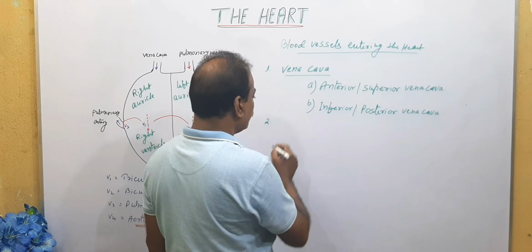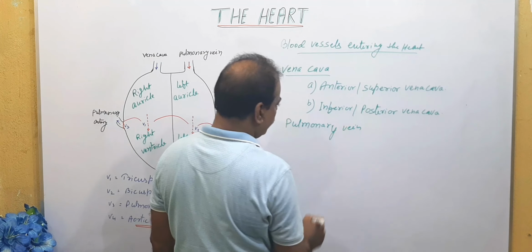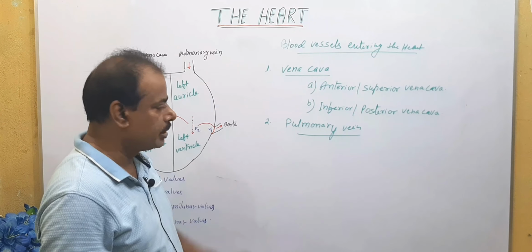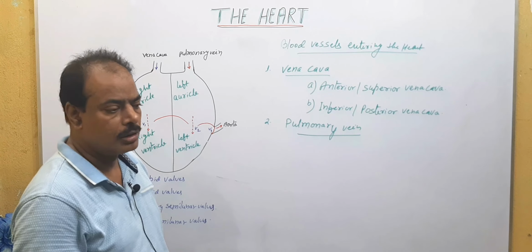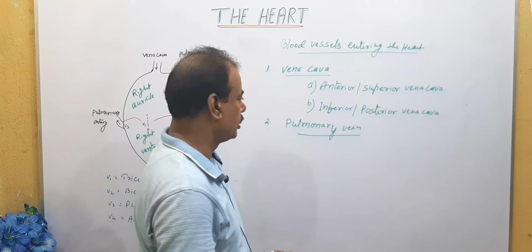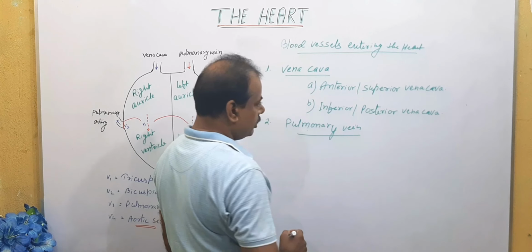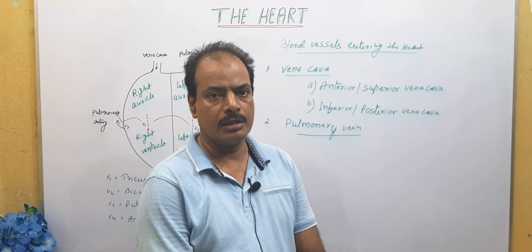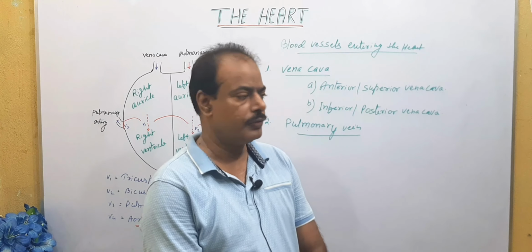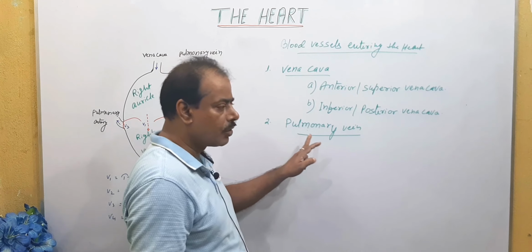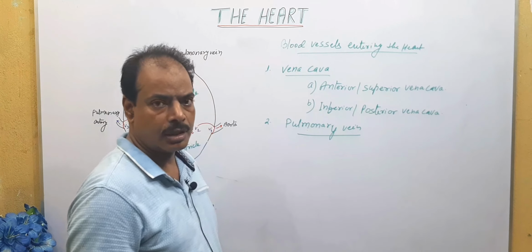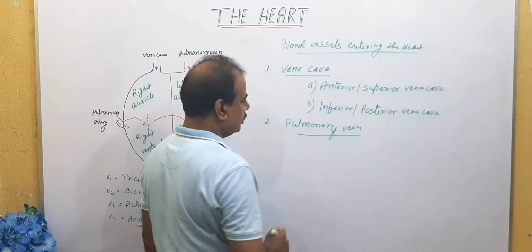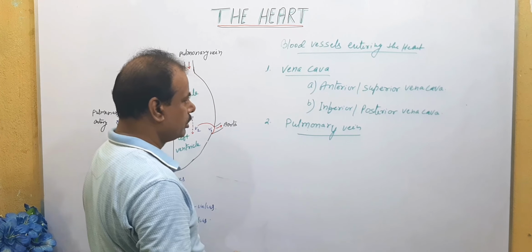Now number 2, pulmonary vein. Pulmonary vein carries oxygenated blood from lungs to the left auricle. So pulmonary vein is the exceptional vein. Usually veins carry deoxygenated blood, whereas pulmonary vein carries oxygenated blood from lungs to the left auricle. So in this way, vena cava, pulmonary vein, these are the two blood vessels entering the heart.